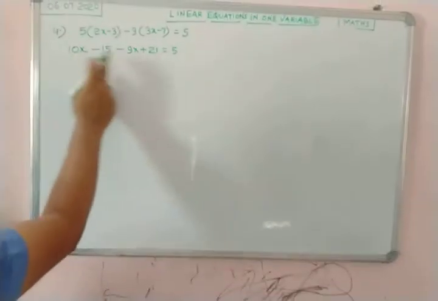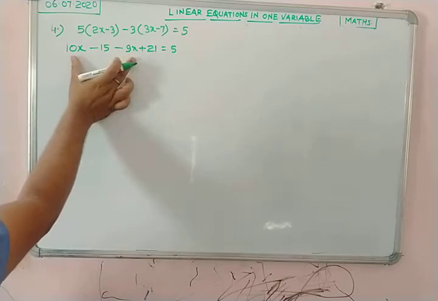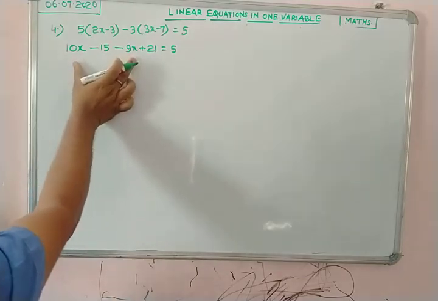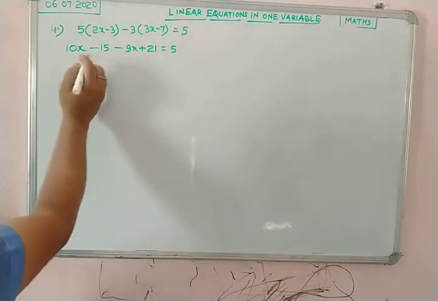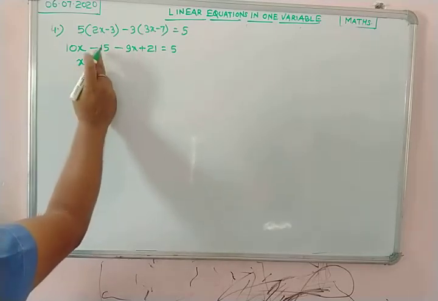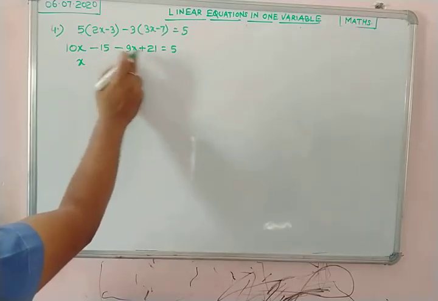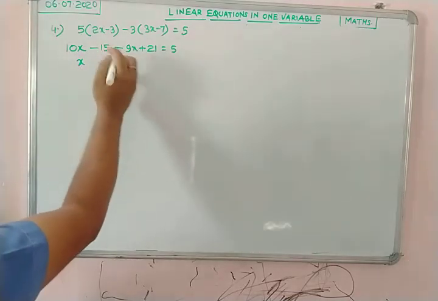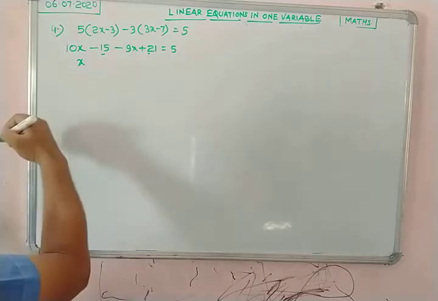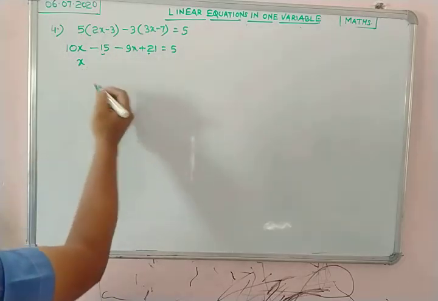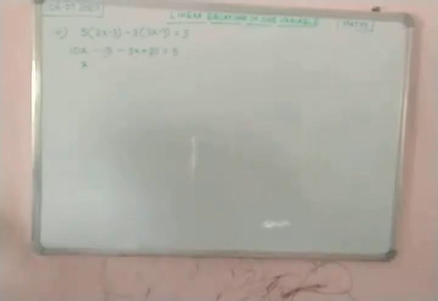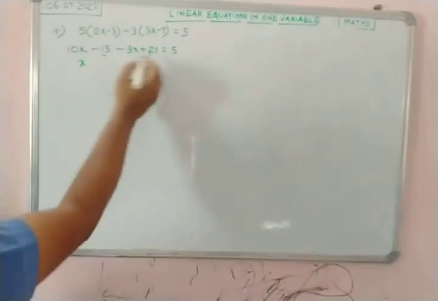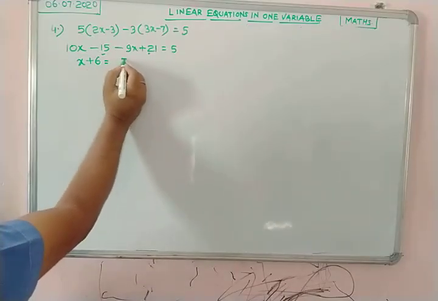10x and 9x are like terms, so the solution will be done amongst these two. 10x minus 9x is going to give you x, minus 15 plus 21. Both these are real numbers, so I am simplifying them. Minus 15 plus 21 is 21 minus 15, that is 6, and 21 is greater, so the sign is plus. That is why I am keeping plus 6 equals 5.